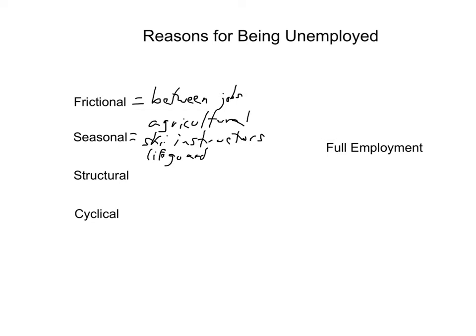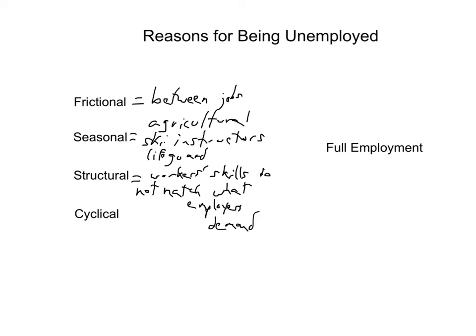Then there is structural unemployment, and structural unemployment is sort of a thorny problem. Okay, so structural unemployment means worker skills do not match what employers need, or what they demand. So if the worker skills do not match what employers demand, this could be for a number of reasons.